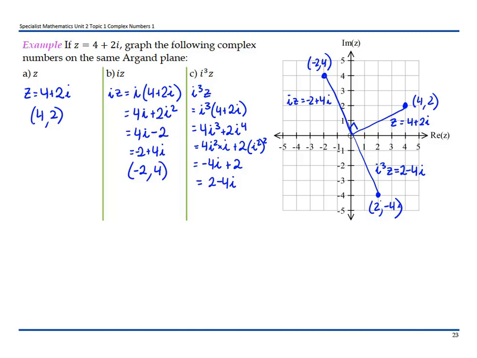So I could have done the geometric representation without actually doing the algebraic method. Okay, you'll also notice this straight line here. Okay, they're identical. So you've got iz, which is negative 2 plus 4i. You've got i cubed z, which is 2 minus 4i, and they both lie on the same line.